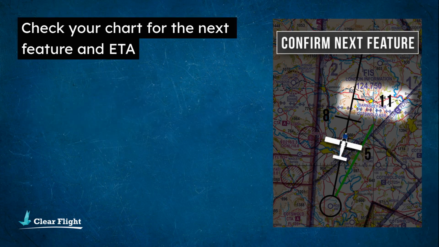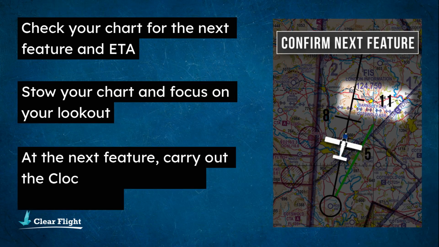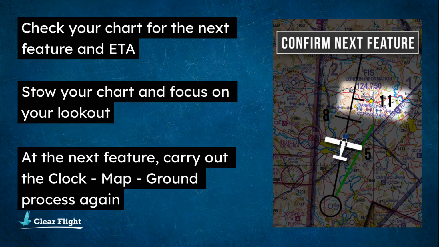Check your chart for the next navigational feature and your estimated time of arrival. Again, stow your chart to focus on your lookout and prevent the distraction of small features in between each of your pre-planned navigational features. Approaching the next feature, carry out the clock, map, ground process again. Repeat this process until you have reached the end of your leg.